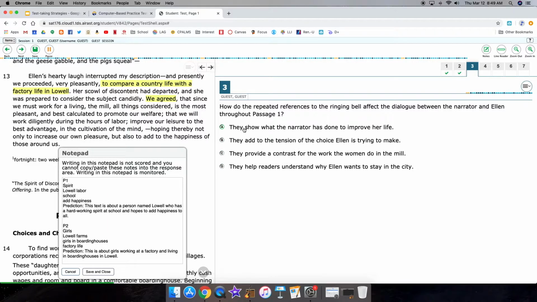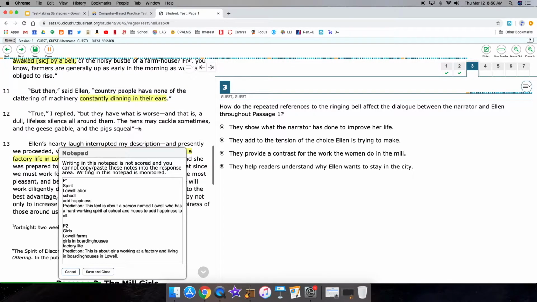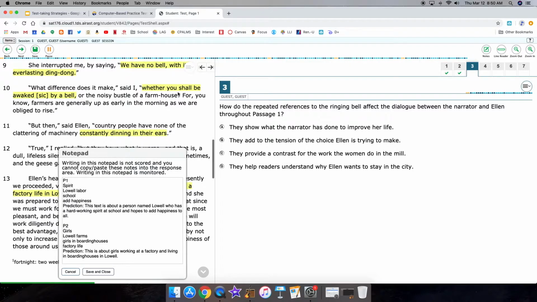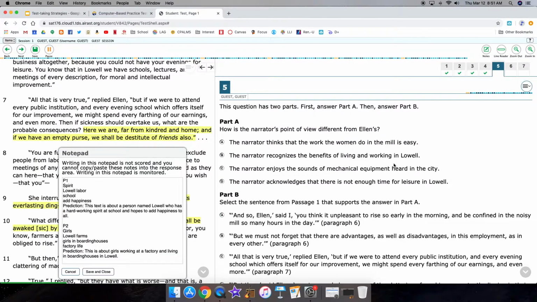It's not improving her life, the bell. It's adding tension to her choice. Because notice, after they both come to an agreement, there's no more bell being mentioned. But throughout, even up to paragraph 11, there's this noise in her ears, whether from the machinery or the bells. So I think we're going to go with B. It's adding tension.